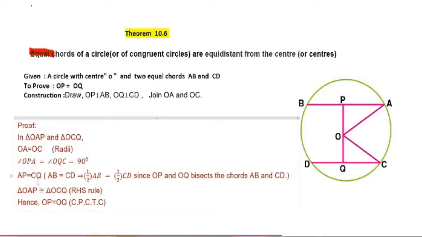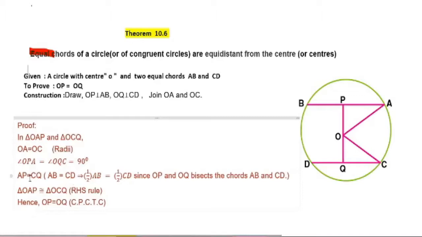And again you can write AP equal to CQ. And we know that the perpendicular drawn from the center of a circle bisects the chord. That is the theorem we have proved earlier. That is, the perpendicular drawn from the center of the circle to the chord bisects the chord. So here P will be the midpoint of AB, so that AP equal to BP. Similarly, OQ is a perpendicular from the center and bisects the chord. Therefore, Q will be the midpoint of CD and CQ equal to DQ.